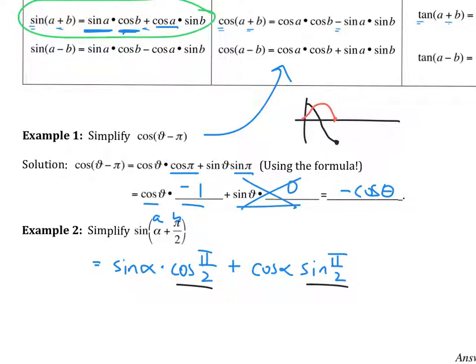What is cosine of pi over 2? 0. Which means if I take sine of alpha and multiply by 0, what do I get? I get 0, so all of that's gone. And then what is sine of pi over 2? 1. So therefore, I can simplify this to just cosine times 1, or just cosine of alpha. Questions? Anybody confused on anything?